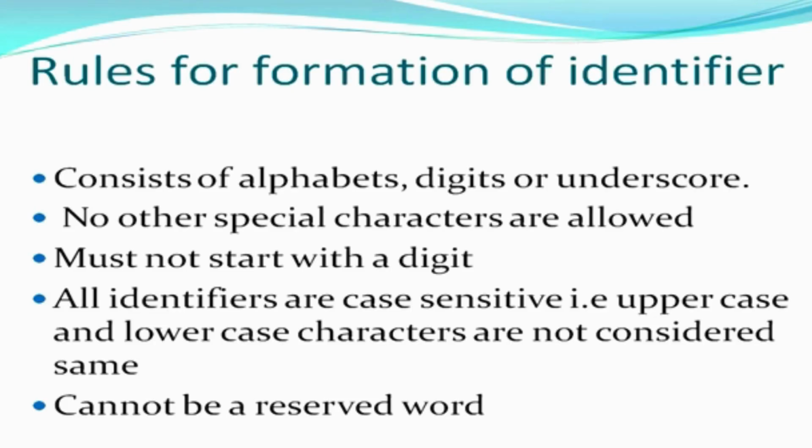Each and every identifier should always start with either an alphabet or an underscore. You cannot start an identifier with a digit. All identifiers are case sensitive. That means capital AGE is not the same as small age. Although the alphabets are similar, they are not the same. Why? Because the identifiers are case sensitive. Lowercase and uppercase are not considered the same, they are different.